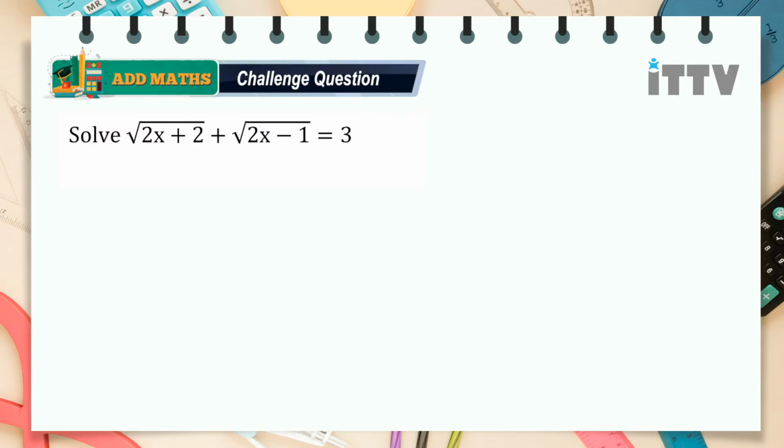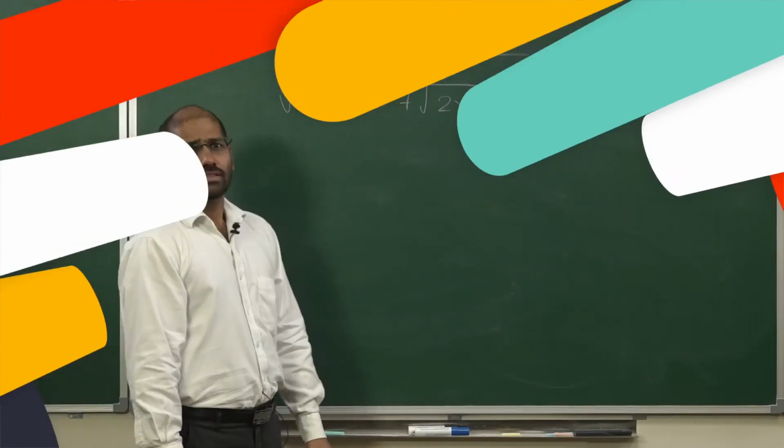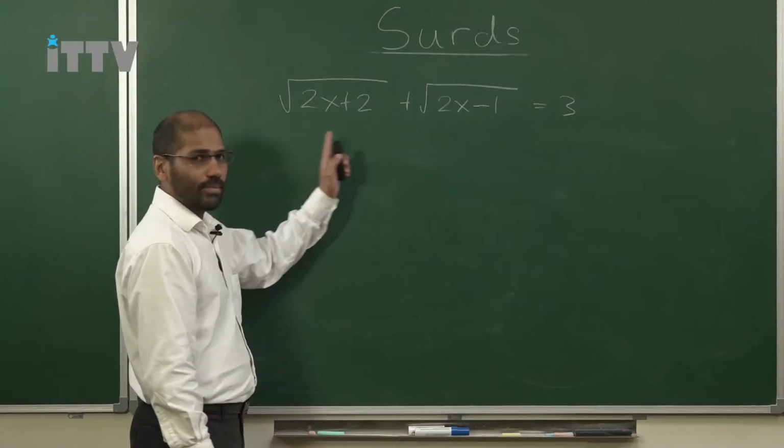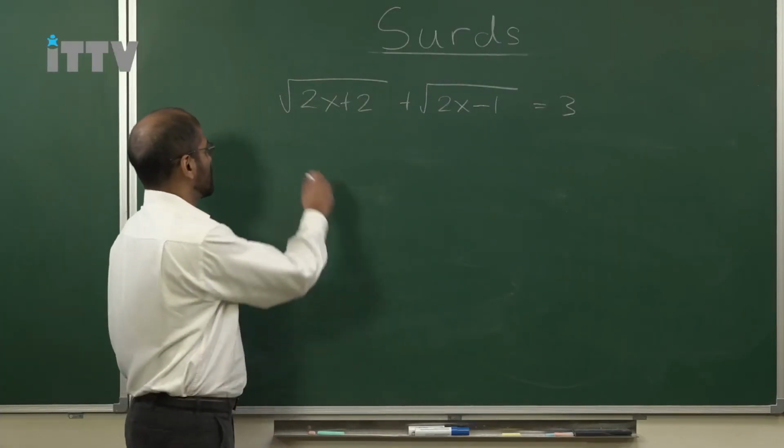The next example would be a challenge question. How to solve an equation involving surds in this form? The first step would be to square both sides of the equation.